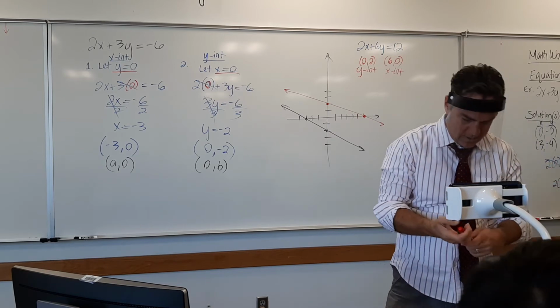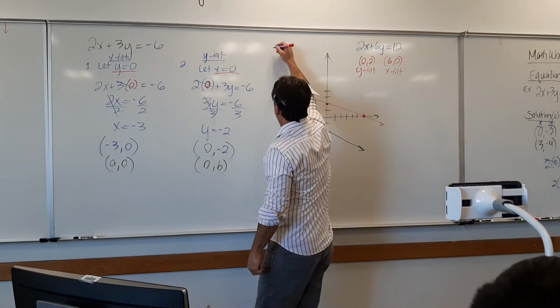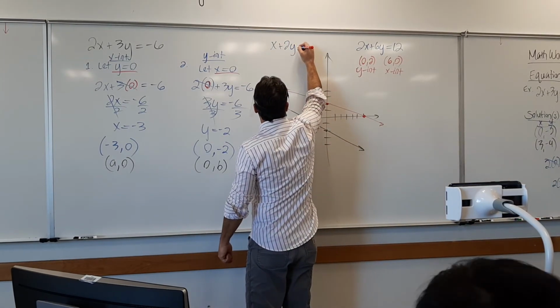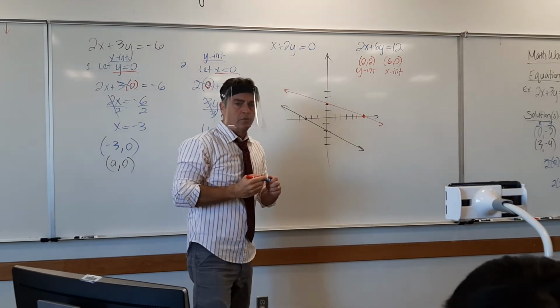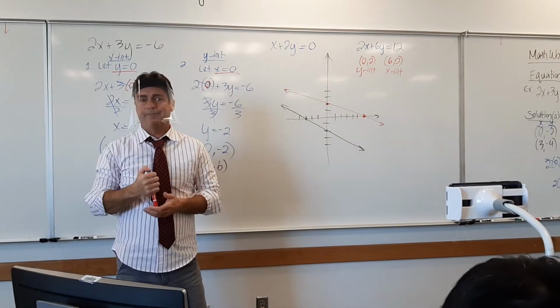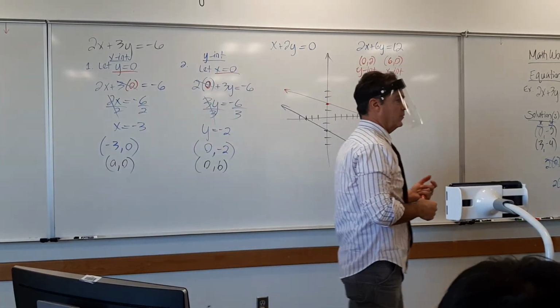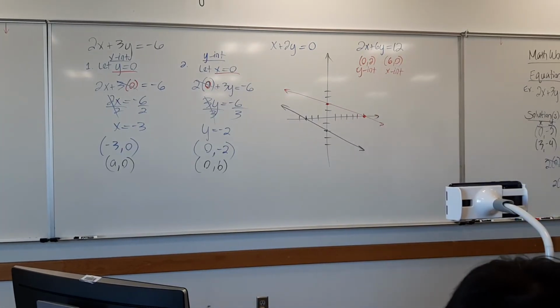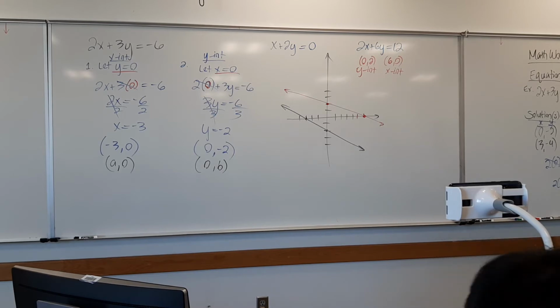It was good. I want you to graph the following equation right now. X plus 2y equals 0. X plus 2y equals 0. Okay? Go. Are you using the same method? Yeah. Try to use this method. You did. Good.